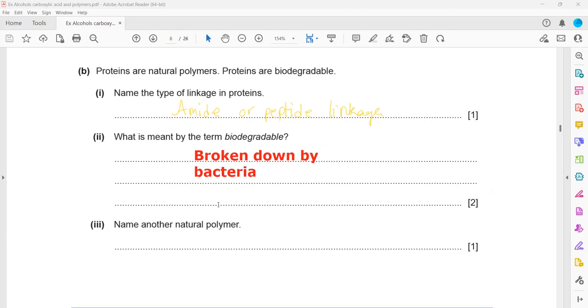Name another natural polymer. One of them is protein. What else is another? That is fat. You can also mention starch as well. Carbohydrate, yeah, you can also mention that.